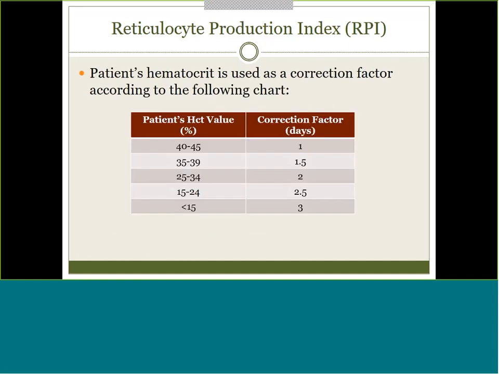So we can actually measure the reticulocyte production index of that bone marrow, how it's producing these reticulocytes and putting them out into the blood. First and foremost, you have to use the patient's hematocrit value, and you're going to get what we call a correction factor, the number of days it takes for these reticulocytes to mature. So if somebody's hematocrit value is 40 to 45%, it's a correction factor of 1, and so on.